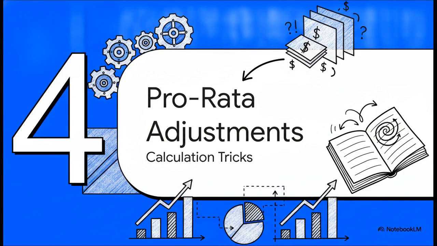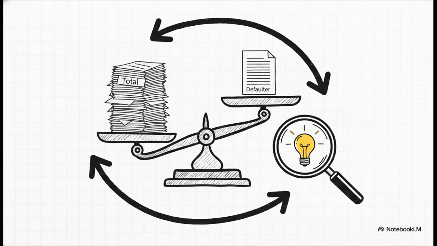Section 4, calculating pro-rata adjustments. Okay, so how do we calculate this if a shareholder defaults? Let's look at the formulas you need to memorize for the exam. But wait, I have a super simple trick for you. I call it the Mange versus Mile trick. Mange means applied, and Mile means allotted.